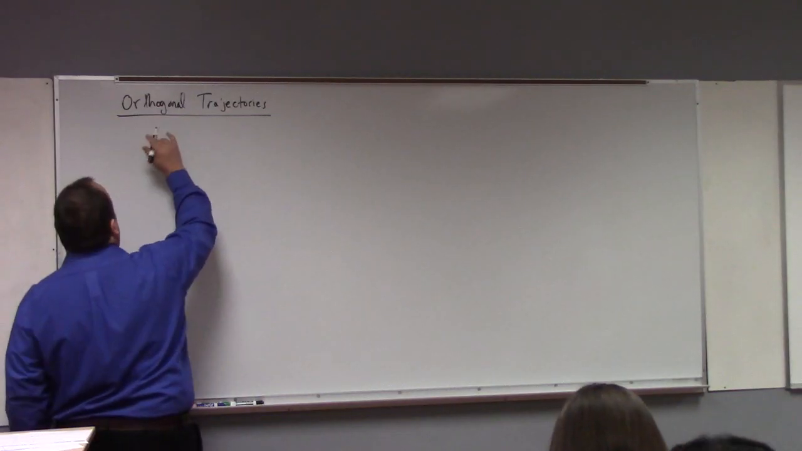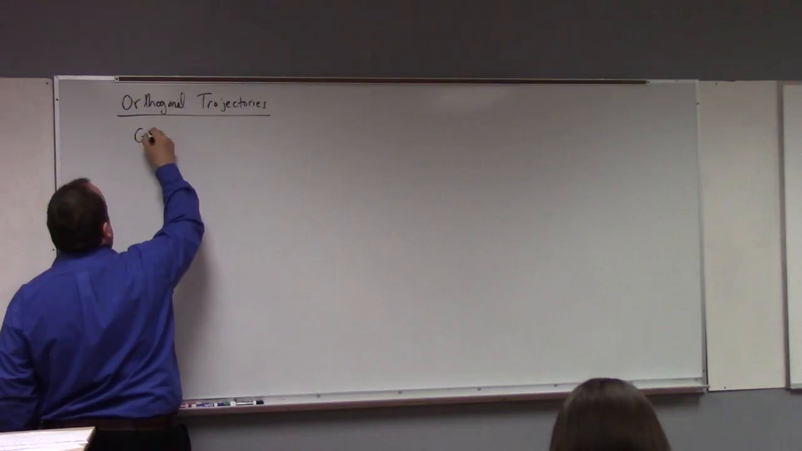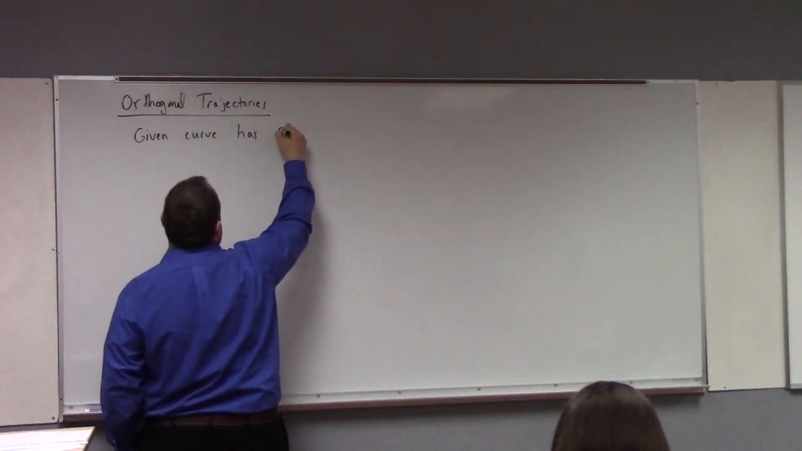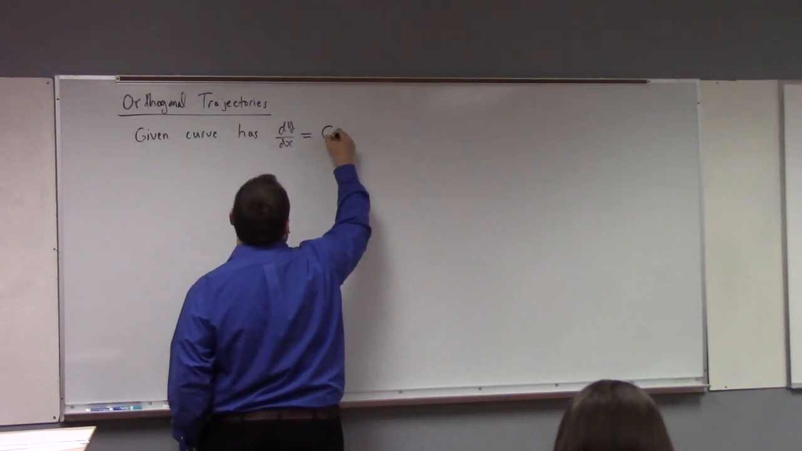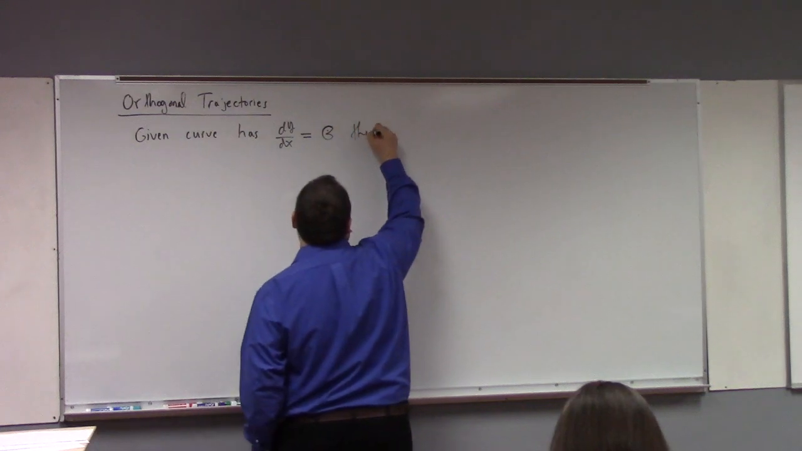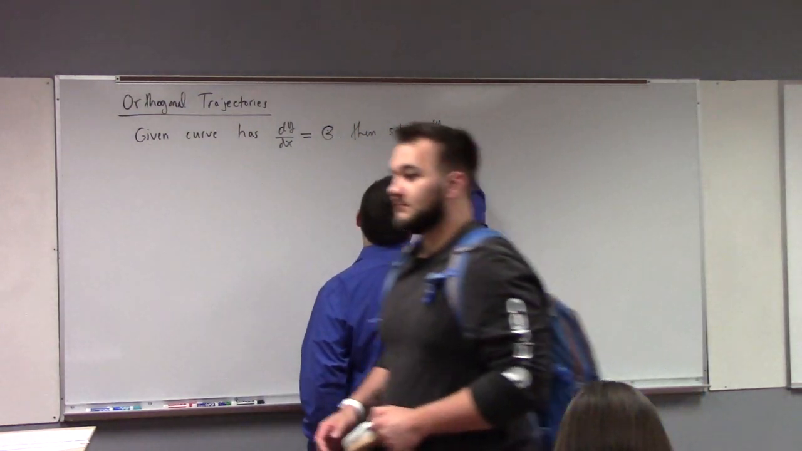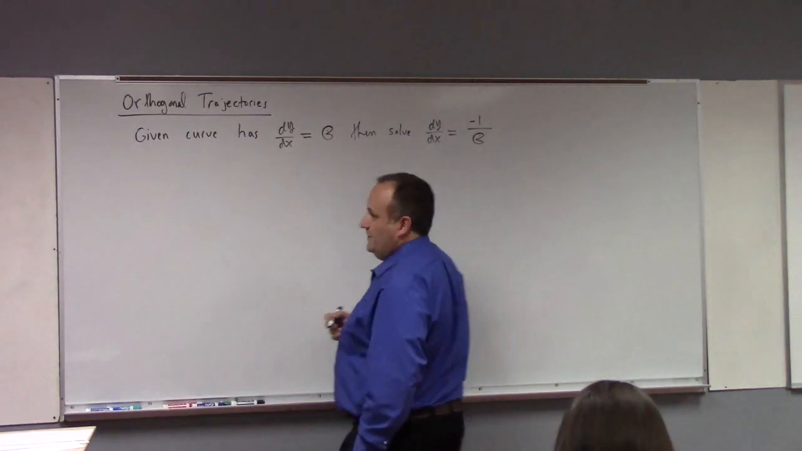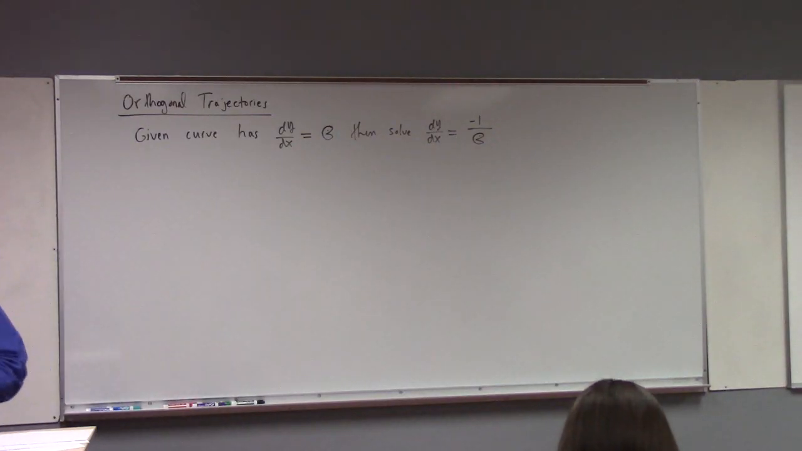So basically the idea is, if your given curve has dy/dx equal to, let's say, Pac-Man, then you solve dy/dx equals -1 over Pac-Man. All right? That is one way you can find the orthogonal trajectories to a given set of curves.